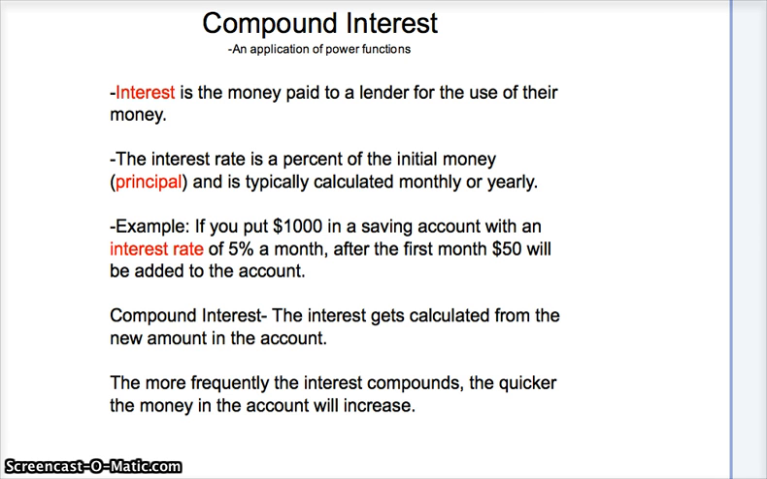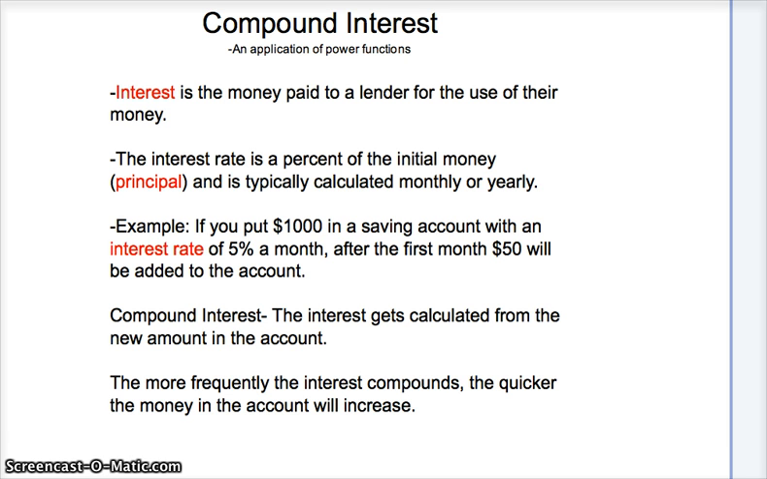Now the interest rate is a percent of the initial money, or the principal, and is typically calculated either monthly or yearly. So for example, if you put $1,000 in a savings account with an interest rate of 5% a month, after the first month, $50 will be added to the account.